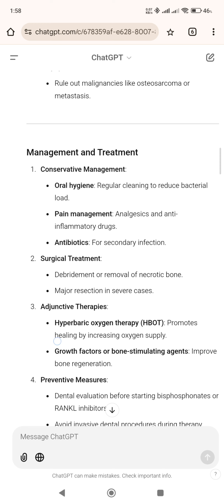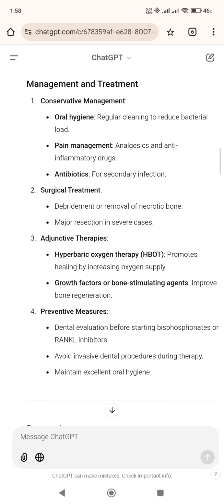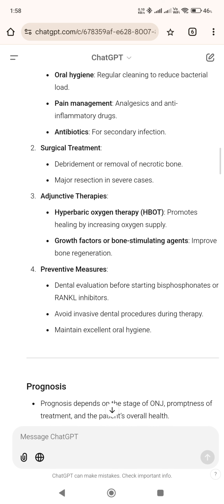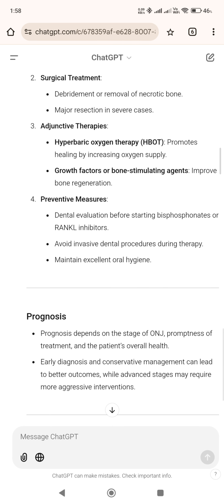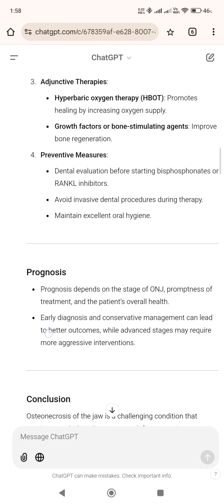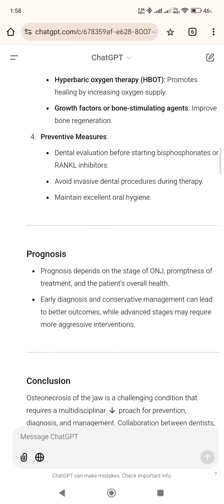Management and treatment. 1. Conservative management: oral hygiene, regular cleaning to reduce bacterial load, pain management, analgesics and anti-inflammatory drugs, antibiotics for secondary infection. 2. Surgical treatment: debridement or removal of necrotic bone, major resection in severe cases. 3. Adjunctive therapies. Hyperbaric oxygen therapy, HBO, promotes healing by increasing oxygen supply. Growth factors or bone-stimulating agents improve bone regeneration.